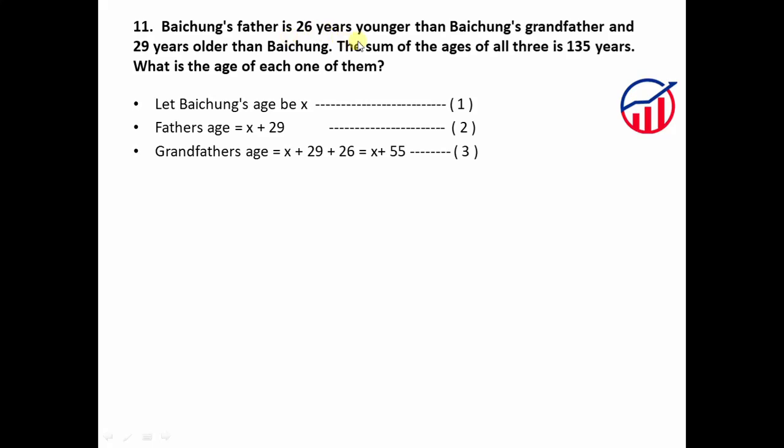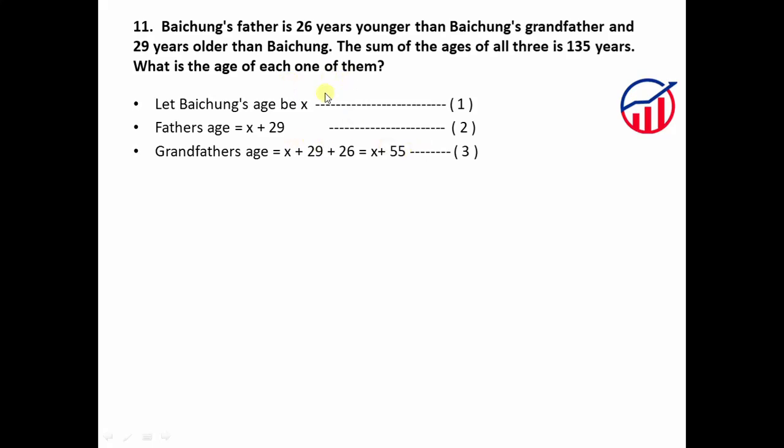Baichung's father is 26 years younger. That means it is 26 years more than Baichung and his father. So x plus 29 plus 26, so what is it? x plus 55. So Baichung's age is x, his father's age is x plus 29, and his grandfather is x plus 55. Given that the sum of ages of all three is 135, what is the age of each of them?